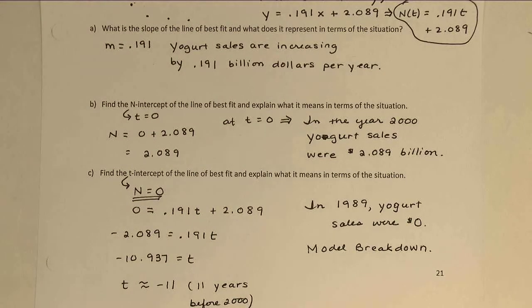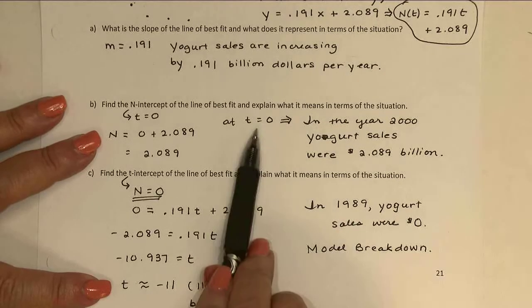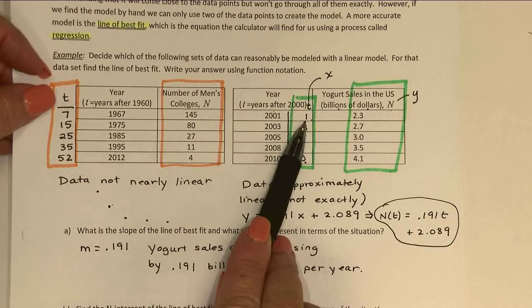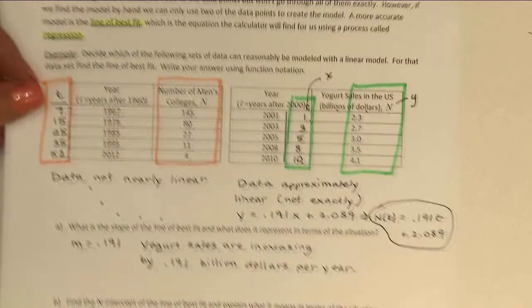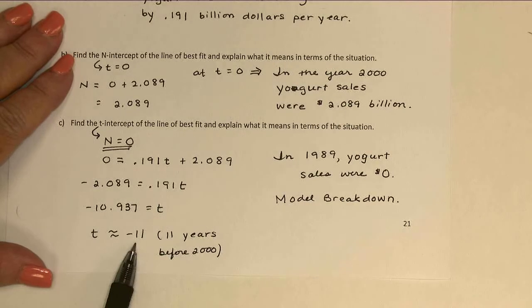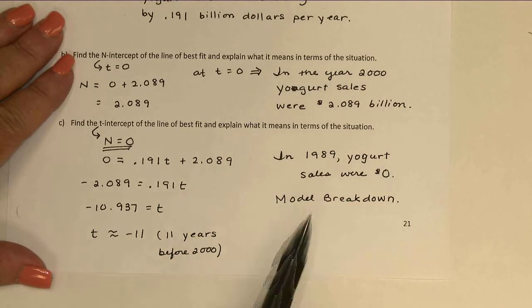One of the things that you need to get used to is when you are using linear regression or lines of best fit to make predictions, the further away from the actual data in the table that you get, the less likely it is that you're making an accurate prediction. In this problem, I have a fair amount of confidence in this prediction. T equals 0 is only a little bit before my first data point in my table. So I think that that's probably a pretty reasonable prediction for the year 2000. T equals negative 11 is a long ways before the table, and so it's not surprising to me that I got a prediction that's not reasonable.